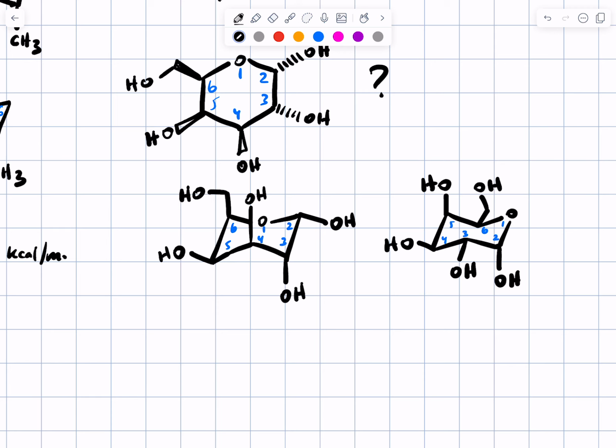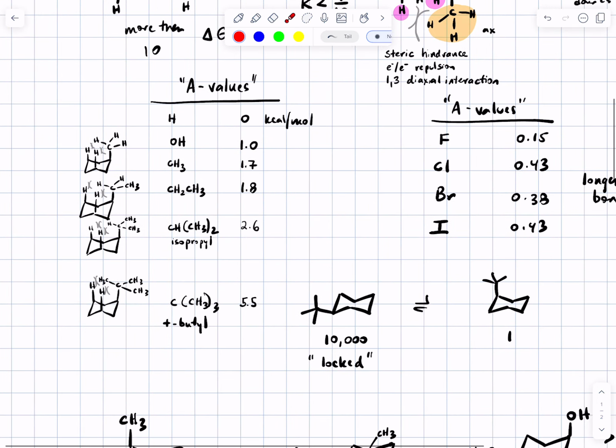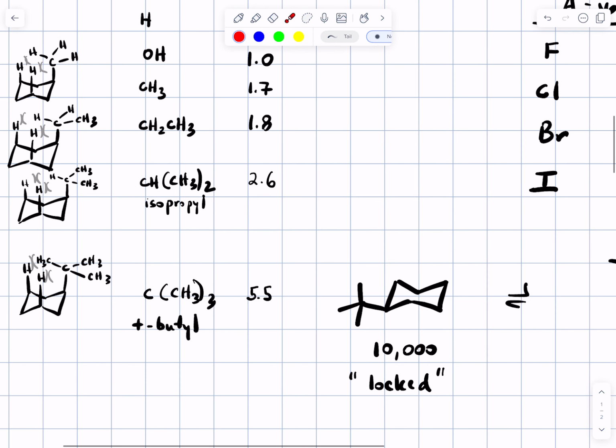Before we talk about plausible distractors that you might encounter to try to lead you astray, let's figure out how we would decide which of these chairs is most stable. Okay? So let's look at the kind of groups we've got. We've got mostly OH groups. And then here we have this weird group that's a CH2 with an OH attached to it.